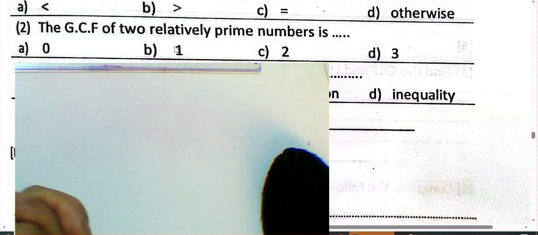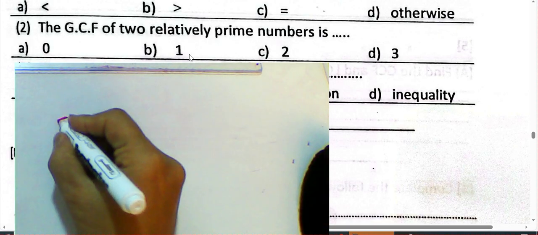Complete with me. Question number 2. The greatest common factor of two relatively prime numbers is 1. Like 5 and 3. We call them relatively prime numbers. Can divide by 1. Any number we call prime if this number is divisible by 1 and itself only, so it has 2 factors. Then the greatest common factor between two relatively prime numbers is 1.